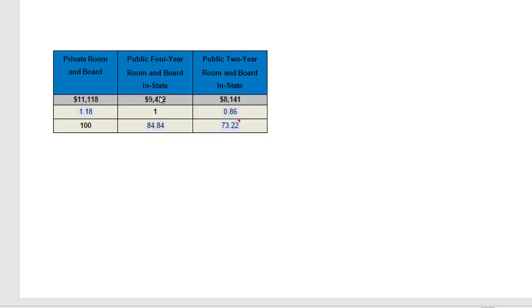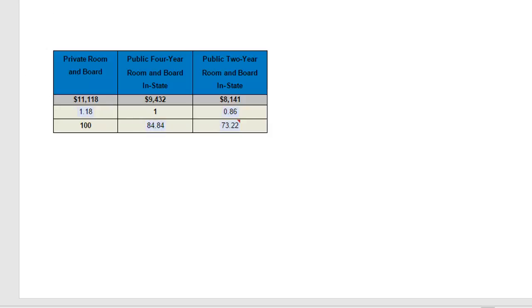So here's some similar data talking about prices of room and board for a private school, and then room and board for a 4-year in-state, and then room and board for a 2-year in-state. The gray boxes are the things that we need to fill in, and I've already filled them in for us. This one's actually wrong, and I'm going to show you why. But let's go through how we got those numbers.